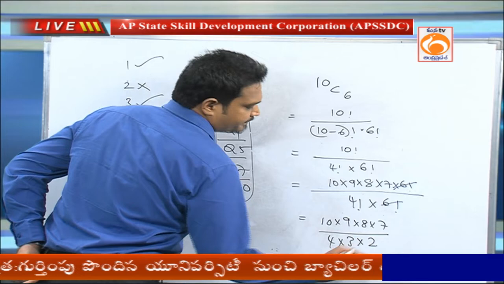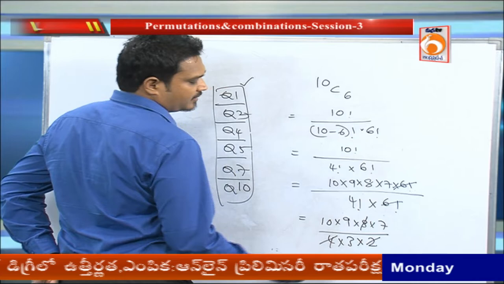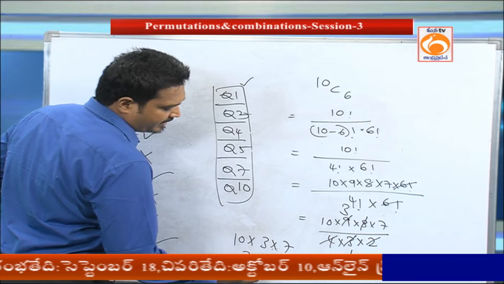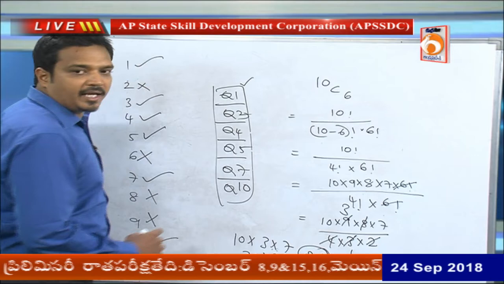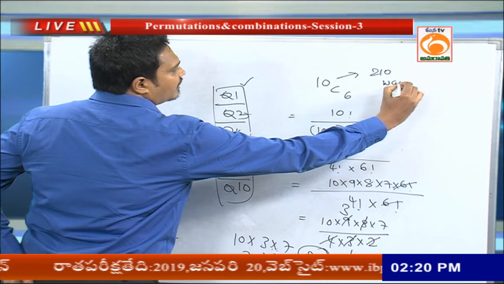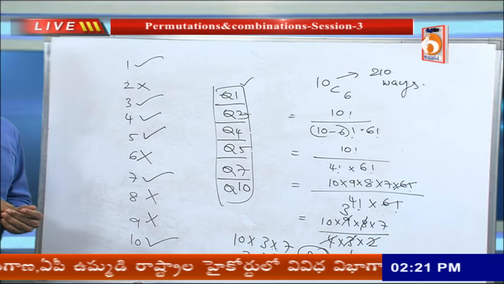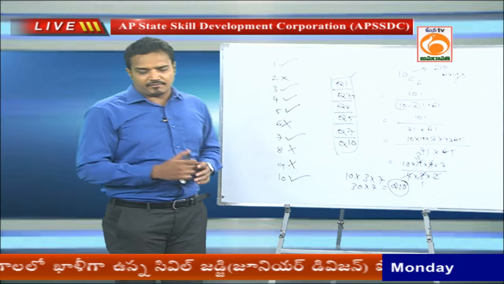Okay, now, so 4 2s are 8, correct, 4 2s are 8 obviously, and 3 1s are 3, 3 3s. So we are left with 10 into 3 into 7, which means 30 into 7, which means 210. So this can be done in 210 different ways. So any different combinations I choose, question 1, question 2, question 3, let's say question 4, 5, any such combinations, I can do it in 210 different ways to select from these 10 questions. Now let's see the next question.